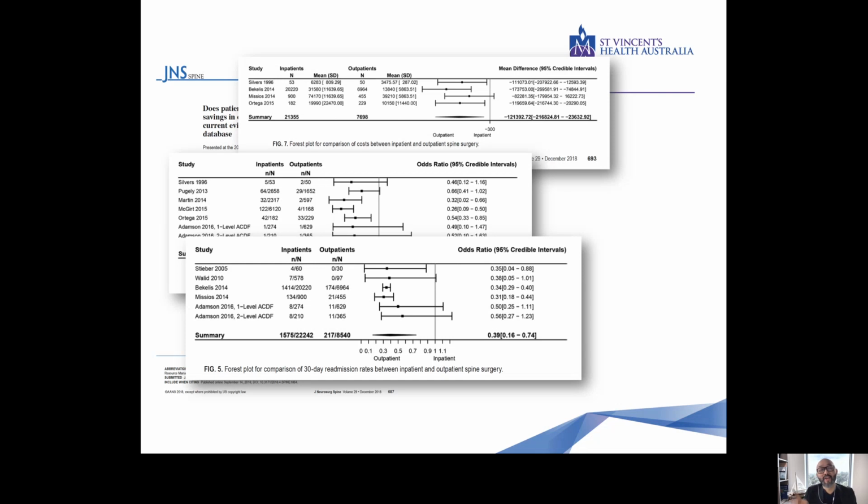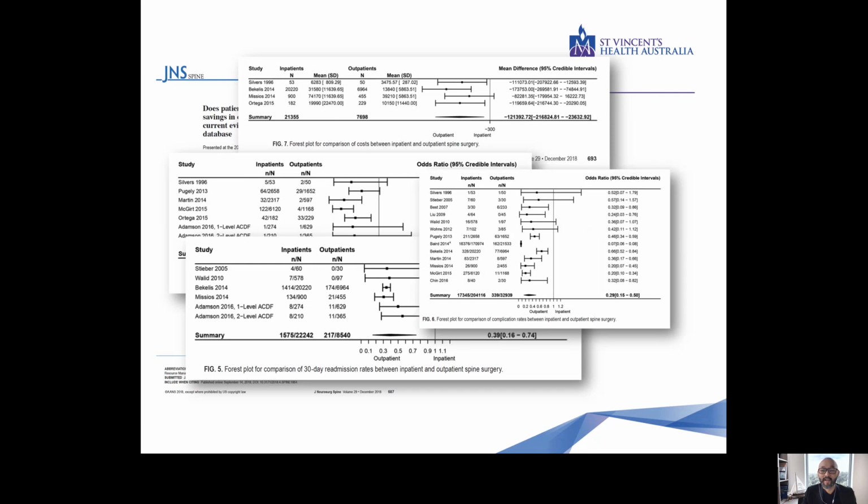Now, this paper argues it's not the setting, but actually patient selection that's key here, giving us the efficiency and reduced cost. And this is the final chart. Complication rates are also less if you do it in outpatient. But the meta-analysis concluded that, in fact, it is to do with the patient selection.